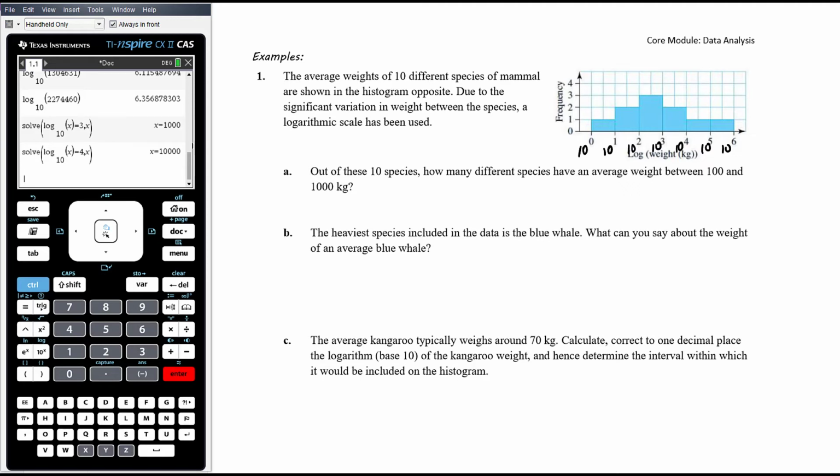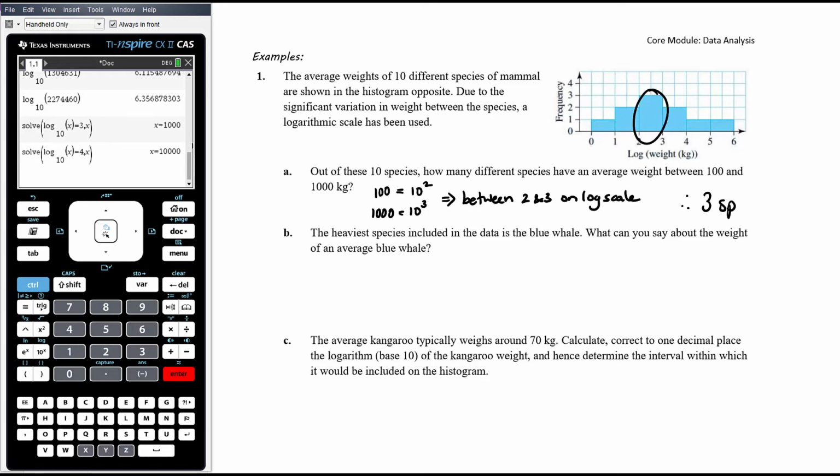Okay, of these 10 species, how many different species have an average weight between 100 kilograms and 1,000 kilograms? Okay, so 100 is 10 to the power of 2, and 1,000 is 10 to the power of 3. 10 times 10 times 10 for 1,000, 10 times 10 for 100, which means that we're looking between 2 and 3 on the log scale. Okay, so 2 and 3, so that means there are 3 species, so this bar here, 3 species with average weights between 100 and 1,000 kilograms.